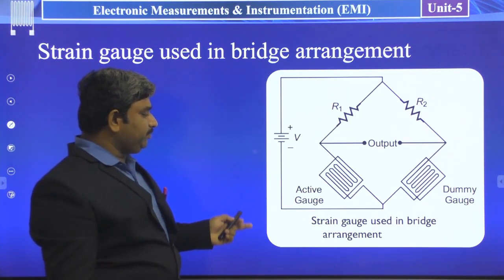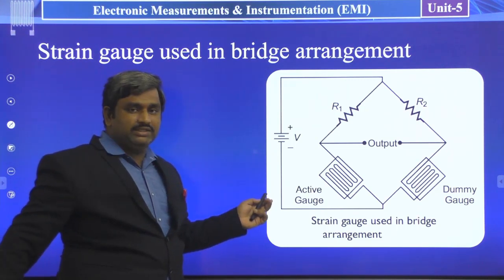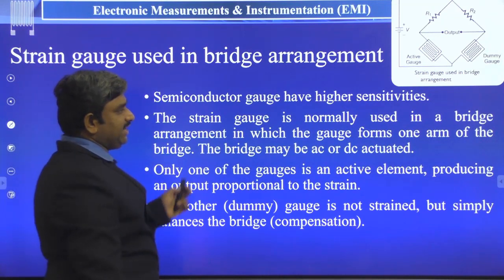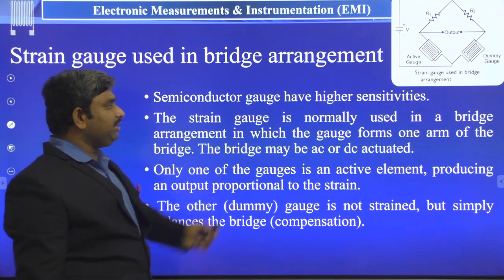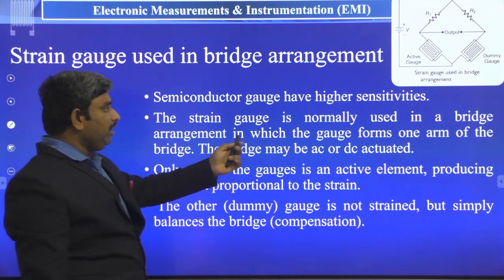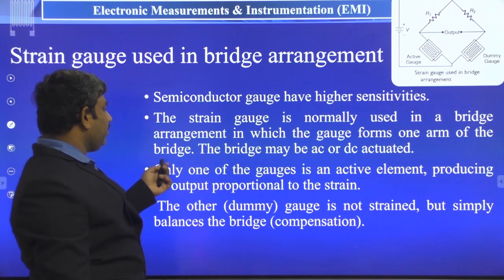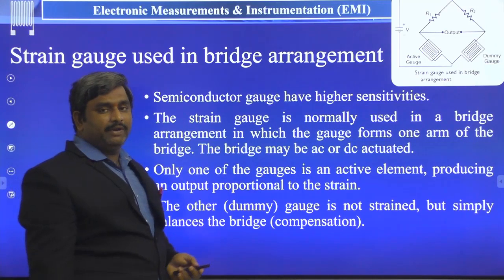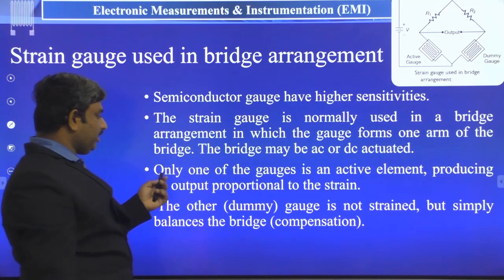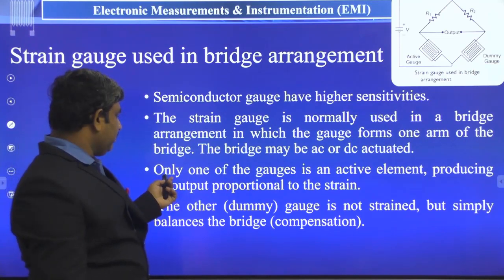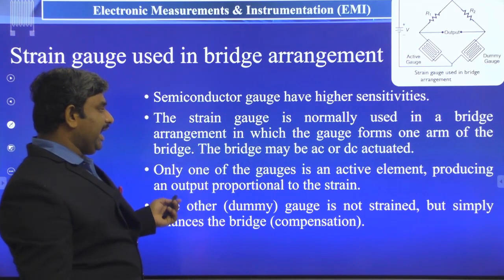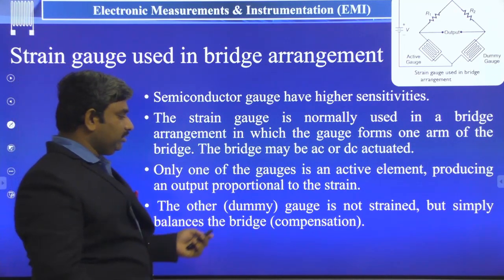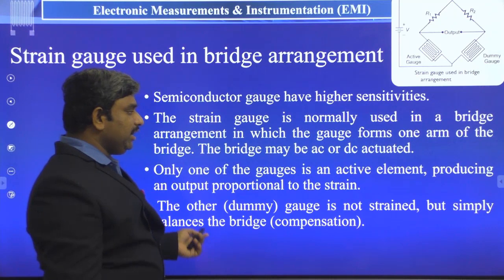So this is how the strain gauge is used in the bridge arrangement. Semiconductor strain gauges have higher sensitivities. The strain gauge is normally used in a bridge arrangement in which the gauge forms one arm of the bridge. The bridge may be AC or DC actuated, so the supply of this bridge may be either an AC or a DC supply. Only one of the gauges is an active element producing an output proportional to the strain. The other strain gauge, that is the dummy strain gauge, is not strained.